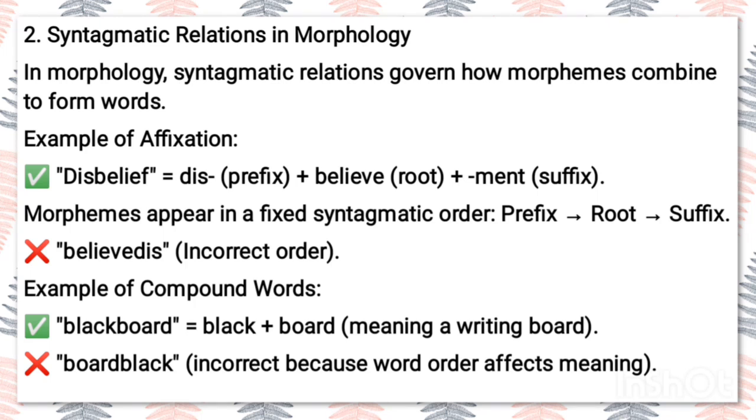Next one is example of compound words: blackboard, black plus board. Blackboard is a compound word where the morphemes black and board are combined in this fixed syntagmatic order to form the meaning of a writing surface. Reversing the order like board black results in a meaningless word.